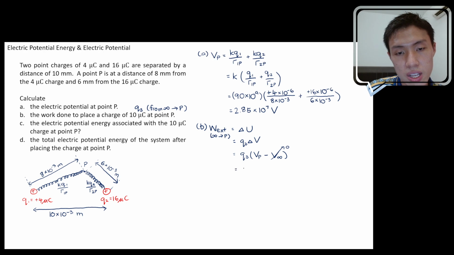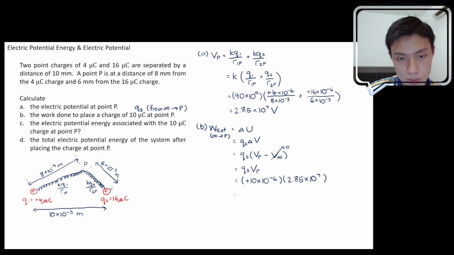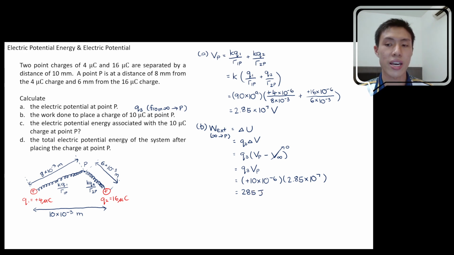So essentially what's left is only Q3 multiplied by the electric potential at point P, which we get from part A. Now it's just a simple substitution. We take Q3, which is positive 10 microcoulomb, and multiply it with Vp, the electric potential at point P. From there, you are able to find the answer for work external, and the answer should be equal to 285 joule. So that's your work external. Okay, so next question.